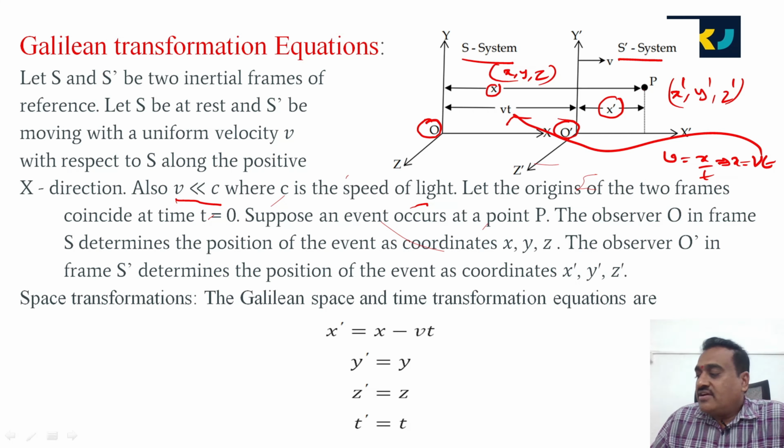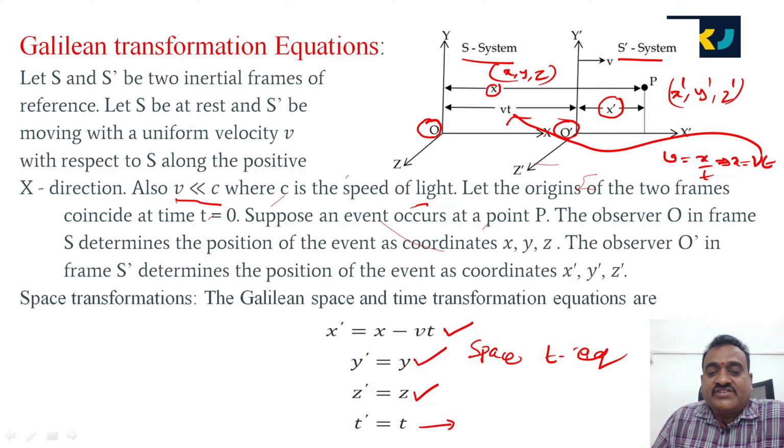Then the Galilean space transformation equations: x dash is equal to x minus Vt, y dash is equal to y, z dash is equal to z. These are the space transformation equations, but this is t dash is equal to t, the time transformation equation.